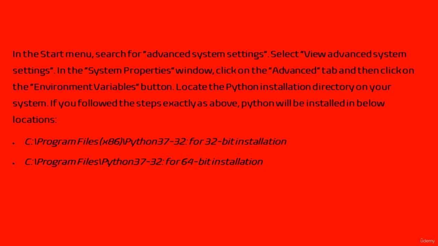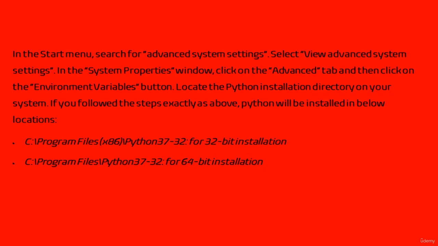In the Start menu, search for Advanced System Settings. Select View Advanced System Settings. In the System Properties window, click on the Advanced tab, then click on the Environment Variables button. Locate the Python installation directory on your system.